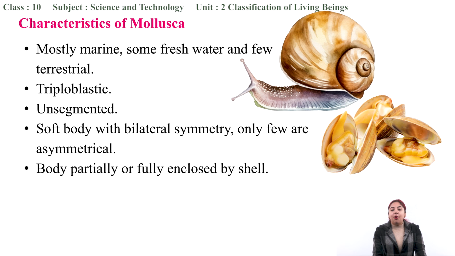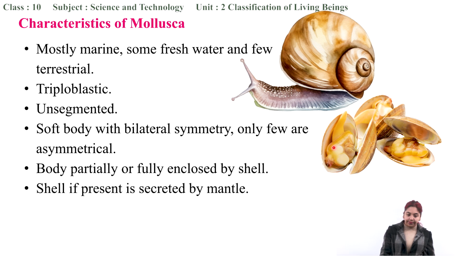Now, their body is partially or fully enclosed by shell. Now you can see here the body is partially enclosed by shell, and this organism can voluntarily go inside their shell so that it can protect its body if they have any external threat, or their body can be entirely enclosed by shell as well. For example, here you can see in the case of clams, the body is enclosed fully by the shell.